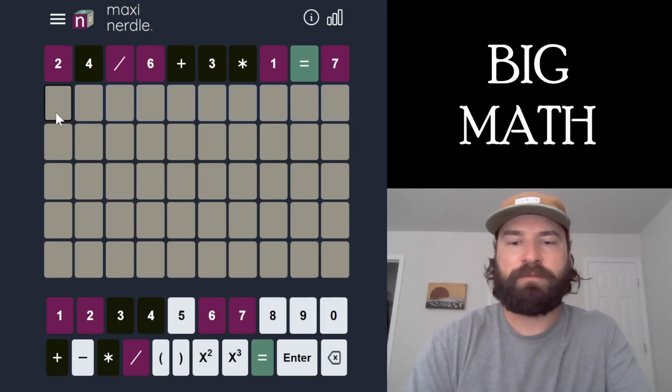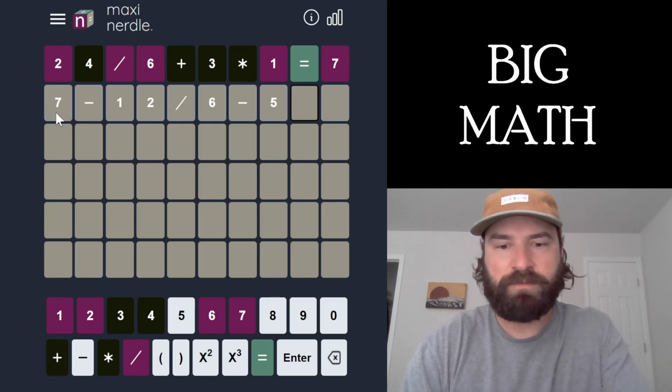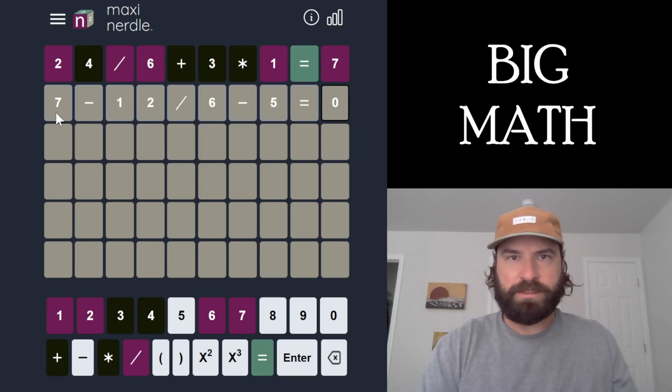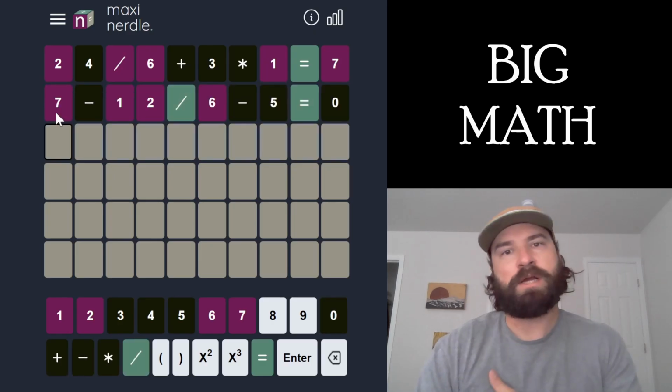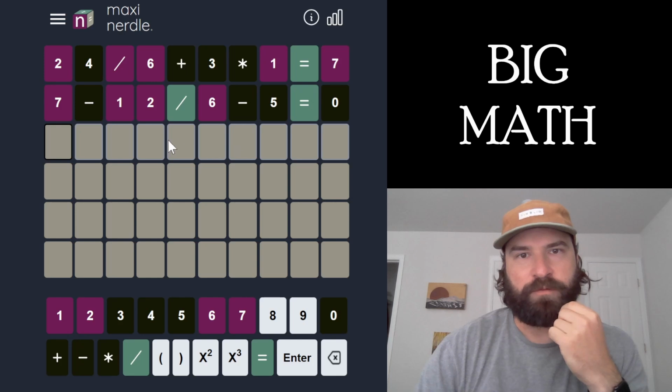Like, this isn't enough characters, I don't think. But 7 minus 12 divided by 6 is 5. Minus 5 equals 0. Get some new numbers in there. Tries a bunch of the ones that we have. There's no subtraction. So just division is interesting. Why do I feel like this is going to be like a weird fractional thing? Somehow I didn't place any of the numbers.